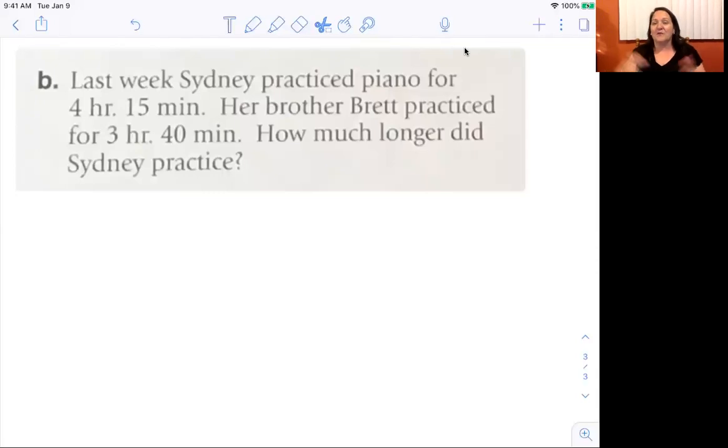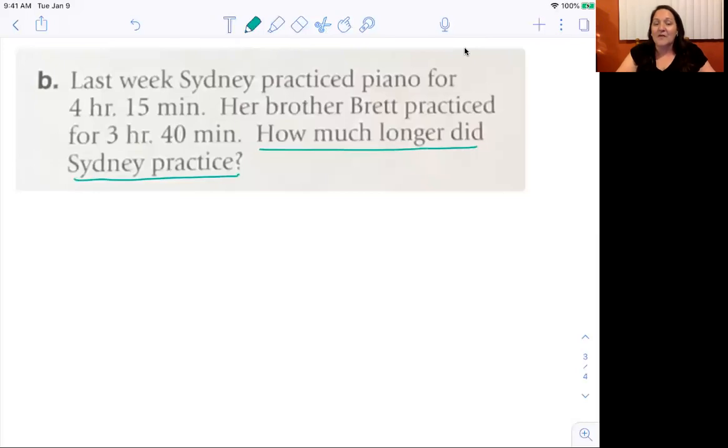This is 2B, but I've blown it up and I've moved it down so that we can work on it. So let's read this word problem. It says, last week, Sydney practiced piano for 4 hours, 15 minutes. Her brother, Brett, practiced for 3 hours, 40 minutes. How much longer did Sydney practice? Always underline our question. What is the question? How much longer did Sydney practice? That's your question. And then we're going to circle some important information.